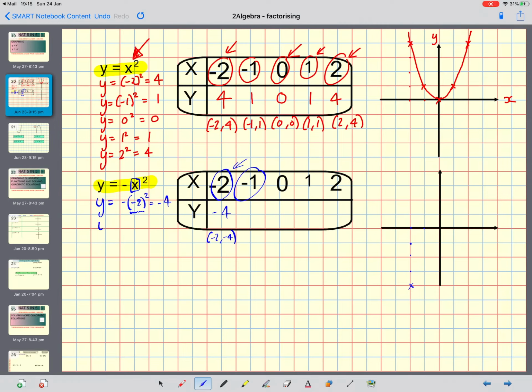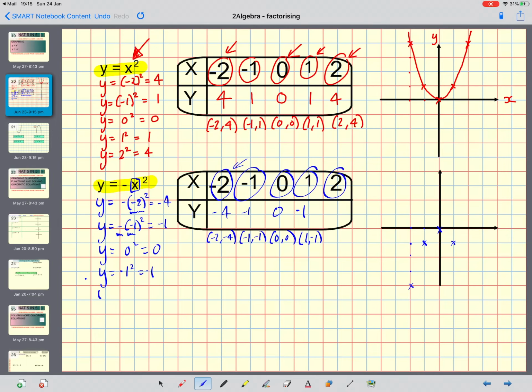Next one, when x is negative 1. Again, this bracket, negative 1 squared is 1, but then you've got this negative on the outside, so it's negative 1. So we've got negative 1, which is here. x is 0, so 0 squared, which is 0. So the coordinate 0, 0, which is here. Next one, you can see what's happening here. 1 squared, which is 1. So your coordinate is 1, 1. Sorry, I did that wrong. It's a negative on the outside here, so negative 1. Sorry guys, so 1, negative 1, which is here.